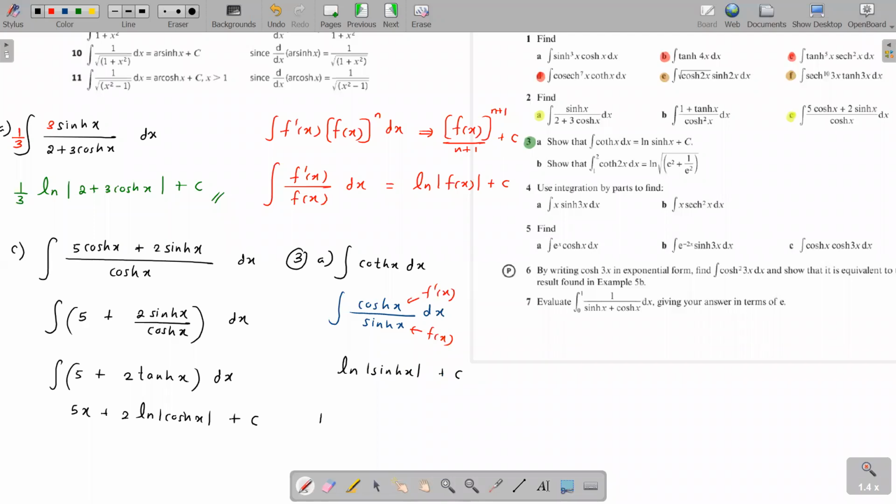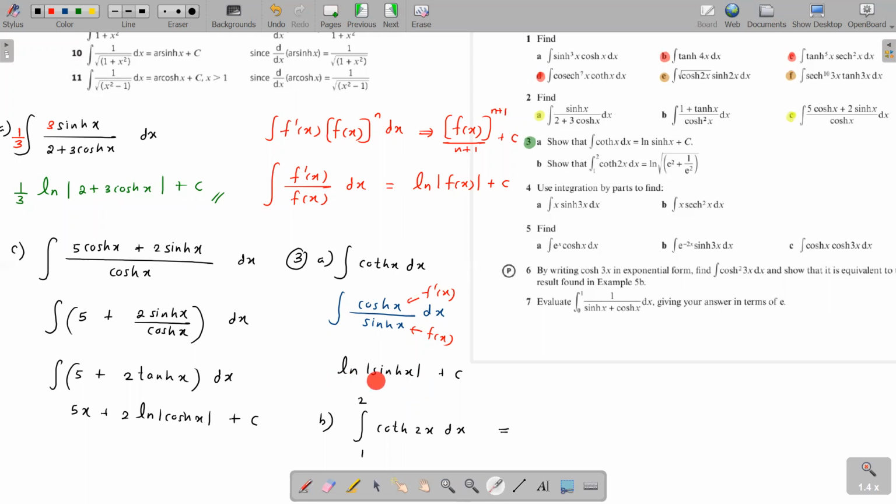Moving on to part B, show that the integration of cot 2x from 1 to 2. They have given you integration limits. Okay, so if it's cot 2x, what do you think will be the changes happening here? So suggest to me the changes happening here.